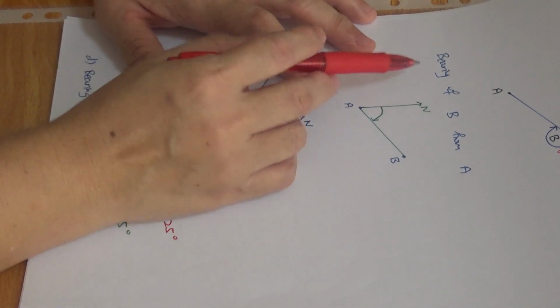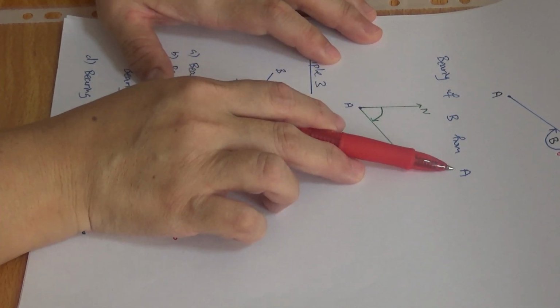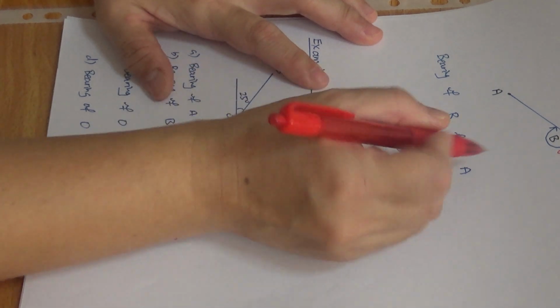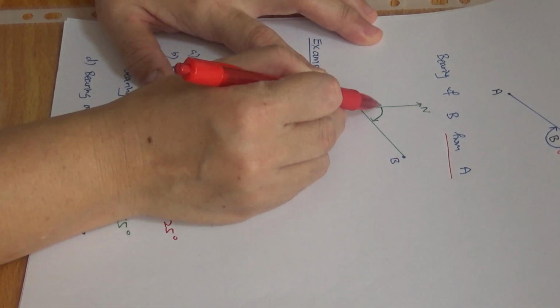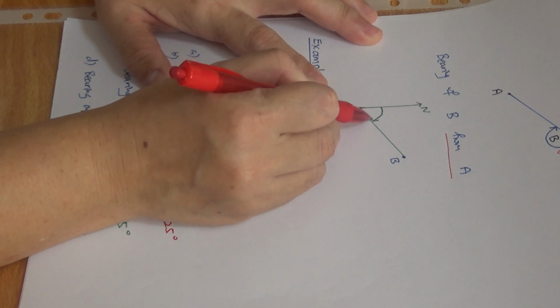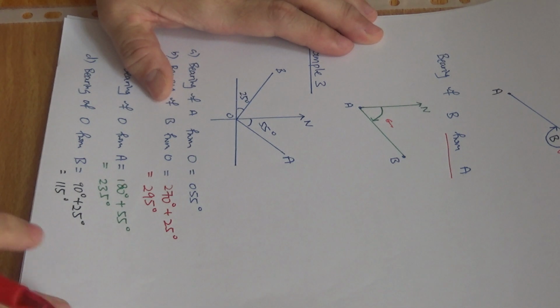Okay, likewise, if I have the same 2 points, but now I change the question to bearing of B from A. So from A means the north line must be at A, and I join A to B and start from the north line. I have this angle. This will be the bearing of B from A.